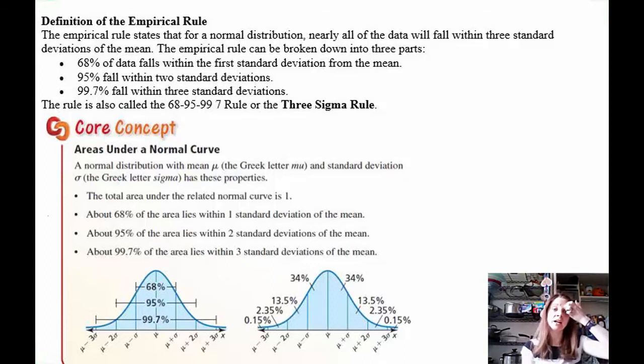Okay, so let's talk about the area under a normal curve. A normal distribution with mean mu and standard deviation sigma has these properties. The total area under the related normal curve is 1. Right? 100% of the data is going to fall under the curve. About 68% of the area lies within 1 standard deviation of the mean. About 95% of the area lies within 2 standard deviations of the mean. And about 99.7% of the area lies within 3 standard deviations of the mean. This is exactly the empirical rule.